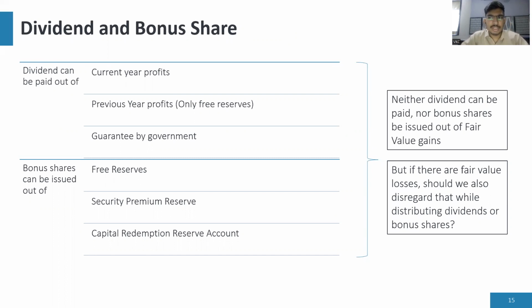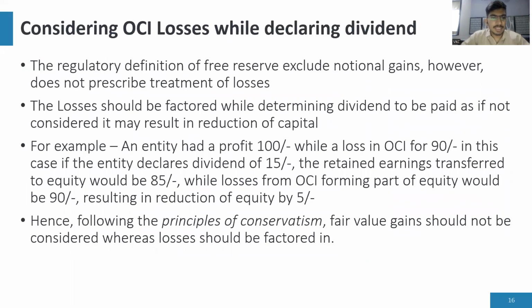Going ahead from the conservative definition itself, a basic example: the payment of a dividend or declaration of bonus issuance might result in reduction of equity. I would just take a simple example. An entity had a profit of 100 rupees, while there was a loss in OCI of 90 rupees. OCI already impacts your equity portion, so equity has been reduced by 90 rupees and increased by 100. So there was a net increase in your equity of, say, 10 rupees.